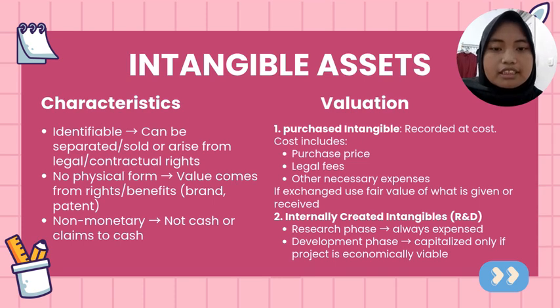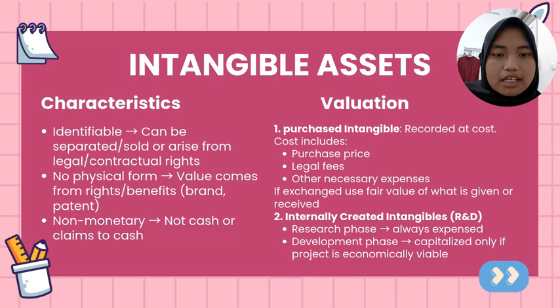The second is internally created intangibles, or R&D. R&D has two phases. The first phase is the research phase. In this phase, the costs are always expensed. The second is the development phase. The costs are capitalized only if the project is economically viable.